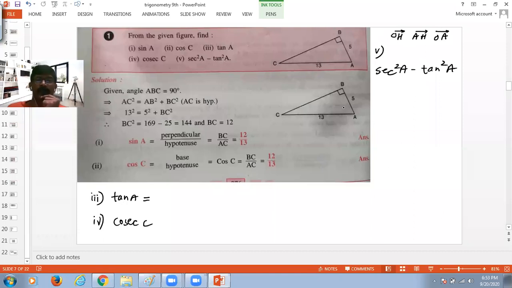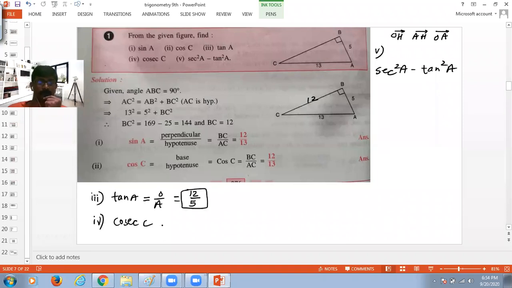Okay, so tan is O upon A. So I'll write down simply O upon A. So what is this tan A? Tan A will become, look at this, opposite with respect to A, that is 12, and adjacent with respect to A, 5. So that is 12 upon 5. Is it very simple? I hope everyone understood this.